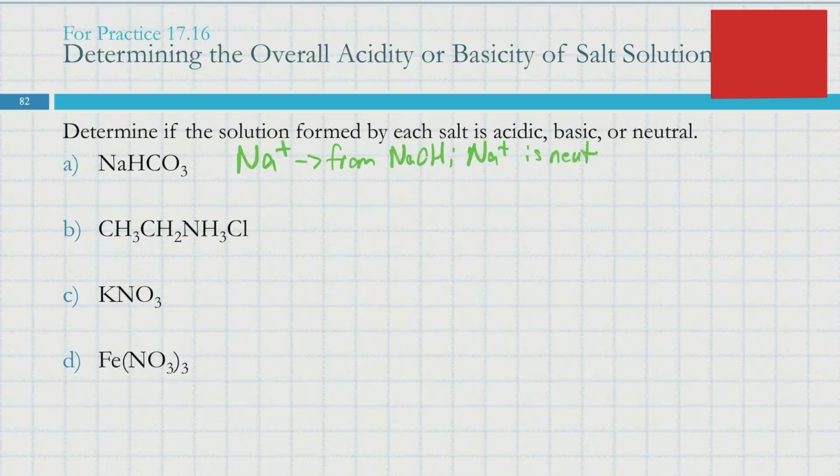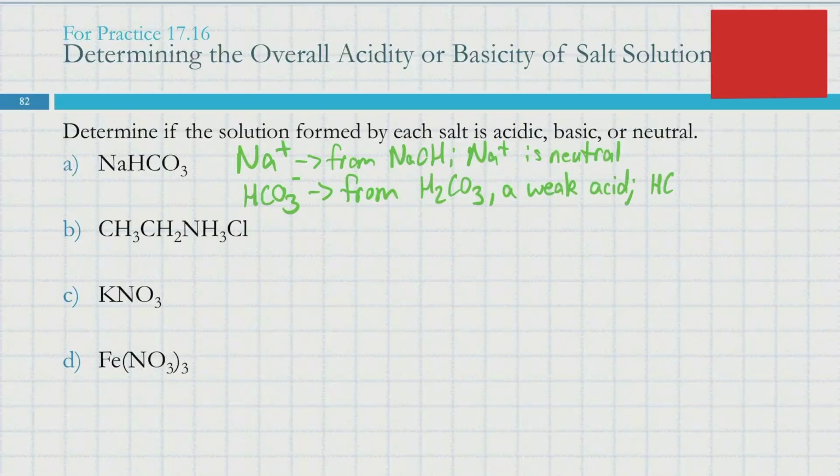So the sodium part is neutral, and we also have our bicarbonate or our hydrogen carbonate anion, which we would get from carbonic acid. So if it had one more hydrogen on there, it'd be carbonic acid. Carbonic acid is a weak acid, and so HCO3 minus is a weak base, so overall basic.